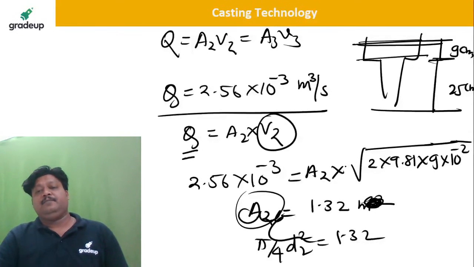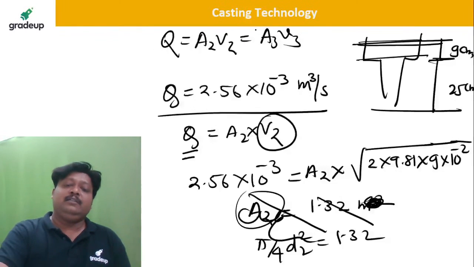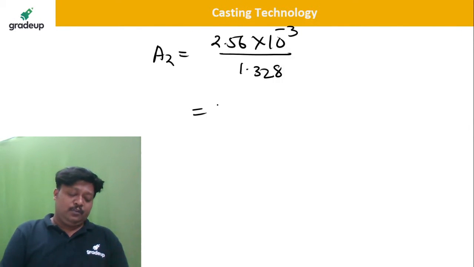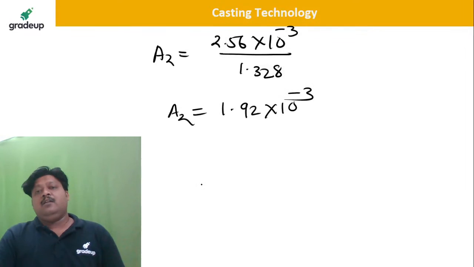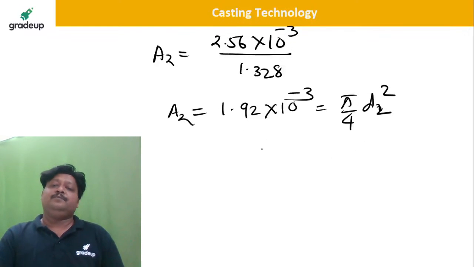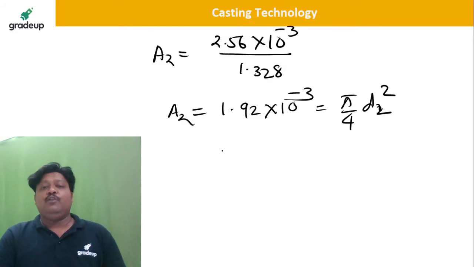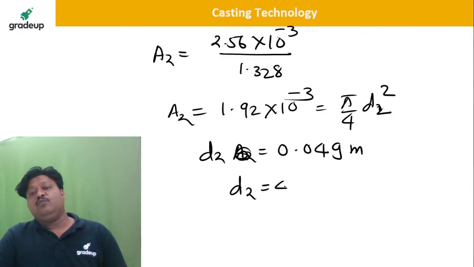So I will write it here. A2 will be equal to 2.56 into 10 to the power minus 3 divided by 1.328. So A2 you are getting 1.92 into 10 to the power minus 3, which is equal to pi by 4 d2 square. The diameter at point 2 squared, into 4 divided by pi, root over answer, is 0.049 meters. Sorry, it is d2, so in centimeter it will be 4.9 centimeter.